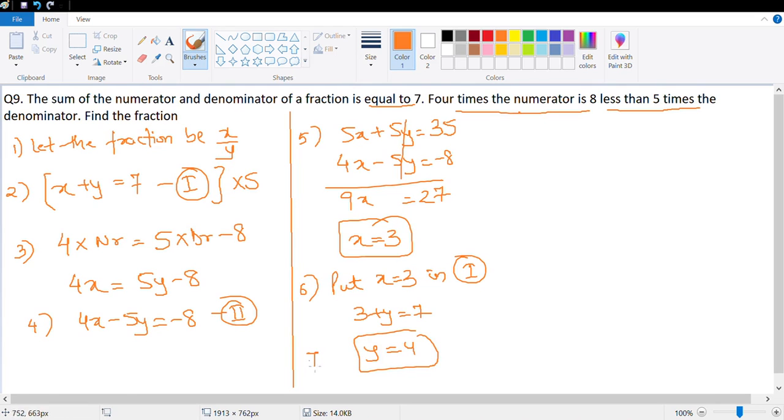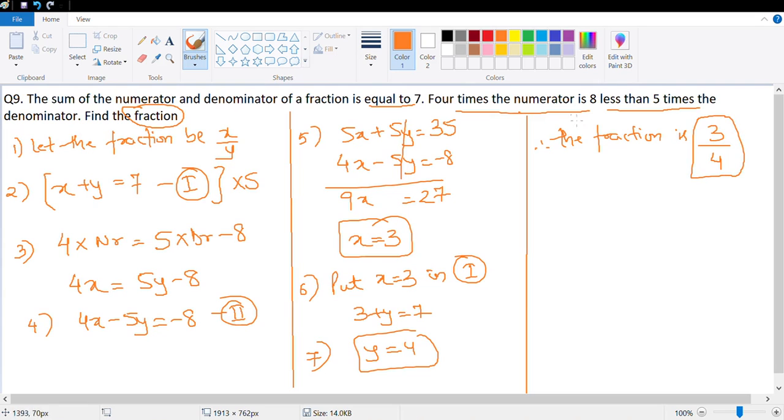I've said this earlier, if you leave your answer at this point, you don't get full marks because the question wants you to find the fraction. Therefore, the fraction is x, in this case 3, upon y, in this case 4. So that's our final answer, 3 upon 4. Good, let's look at the next question.